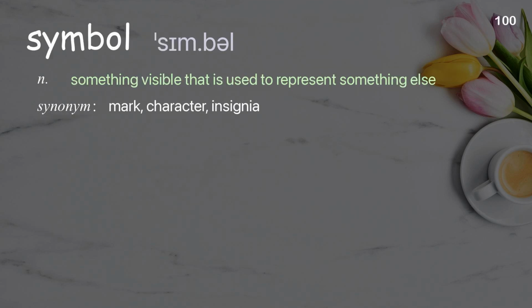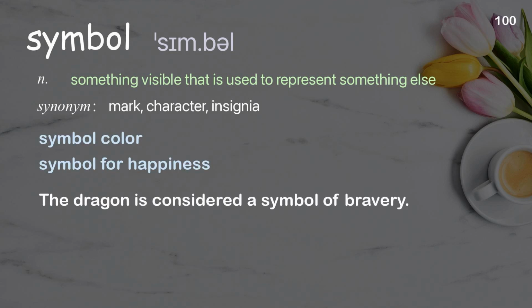Symbol. Something visible that is used to represent something else. Examples: Symbol color, symbol for happiness. The dragon is considered a symbol of bravery.